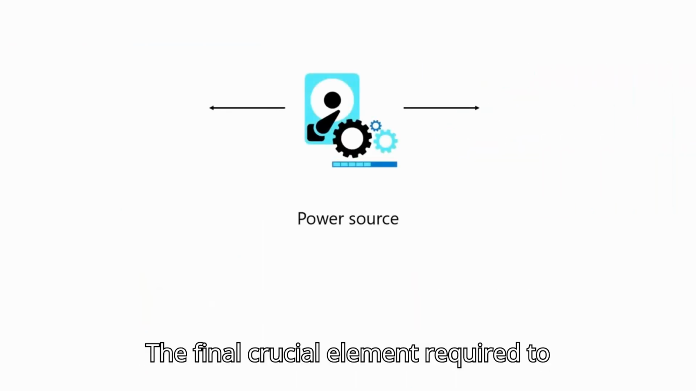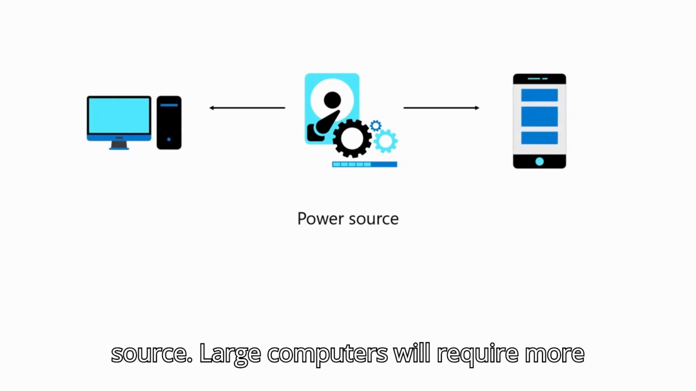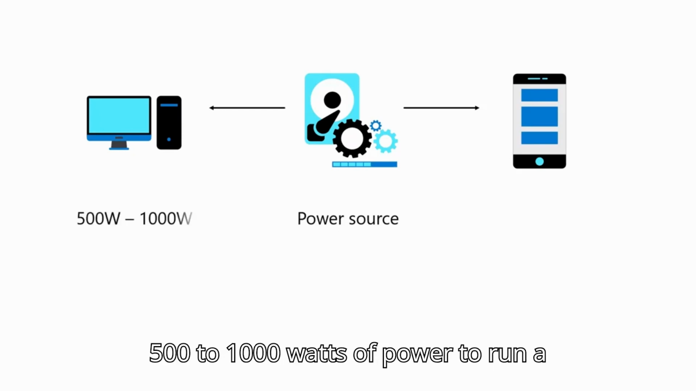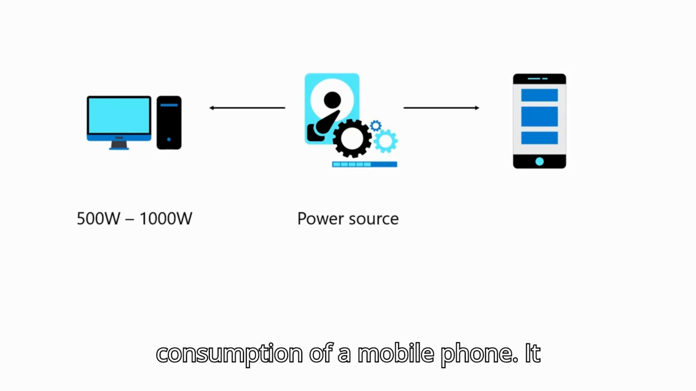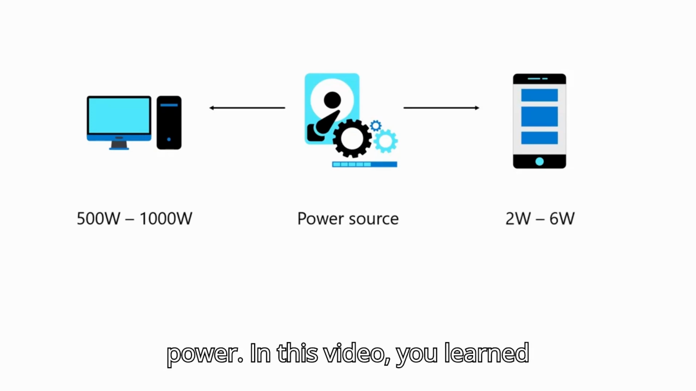The final crucial element required to make a computer function is the power source. Large computers will require more power than mobile devices. One might need 500 to 1,000 watts of power to run a computer. This dwarfs the power consumption of a mobile phone. It typically only requires 2 to 6 watts of power.